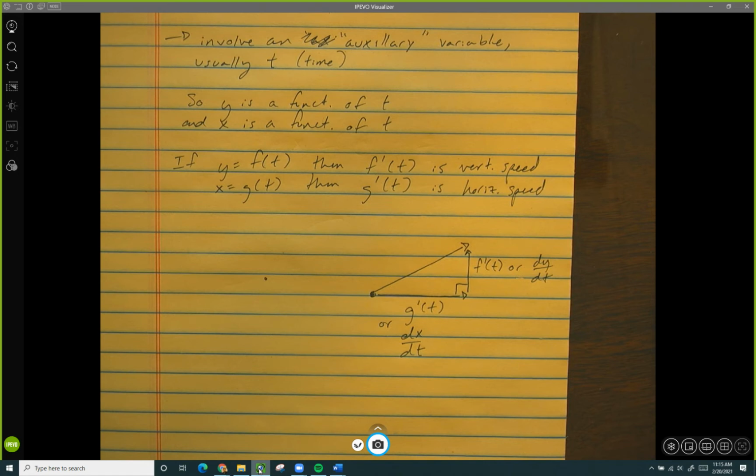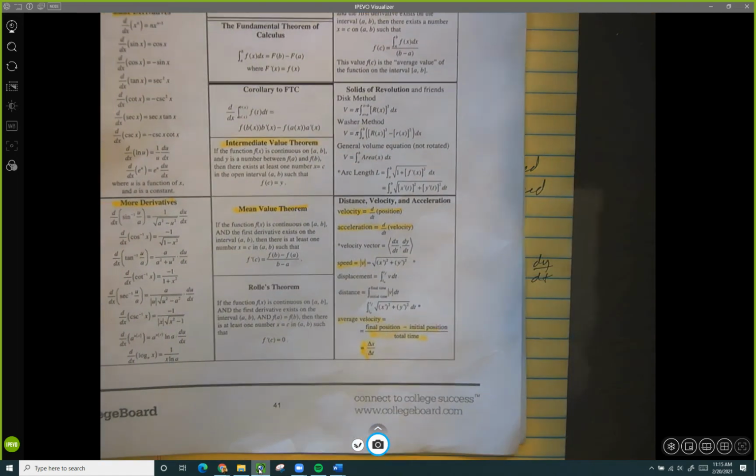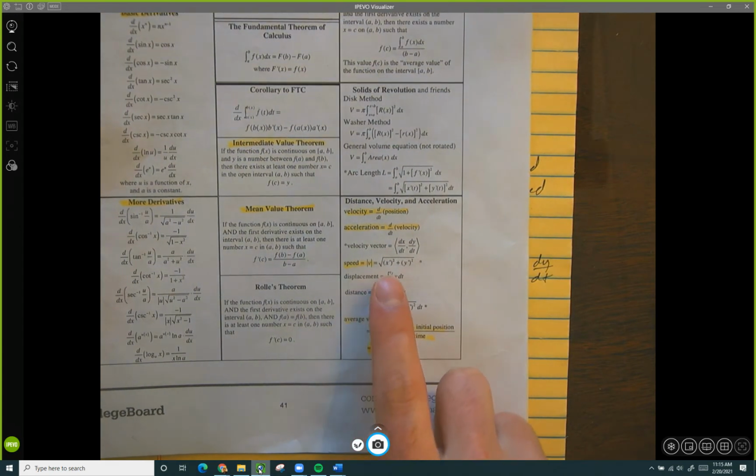Do you use Pythagorean theorem for this? Exactly. And that shows up on page 1 of your stuff you must know cold sheet.